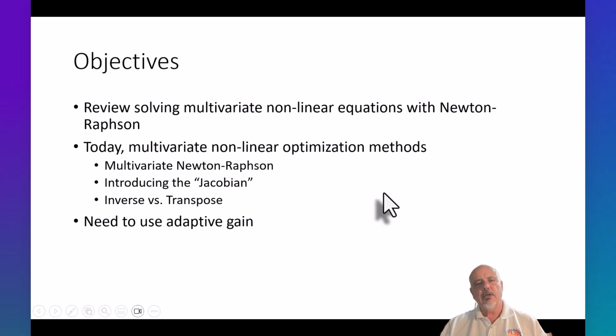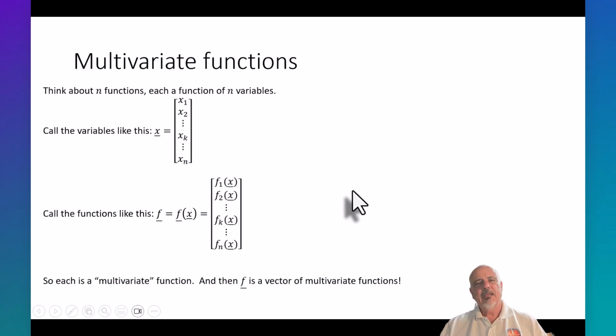So we're going to talk about multivariate Newton-Raphson again. We're going to have our Jacobian, and we're going to look at an inverse versus transpose type of thing, and then we're going to bring in an adaptive gain in the way we search for solutions.